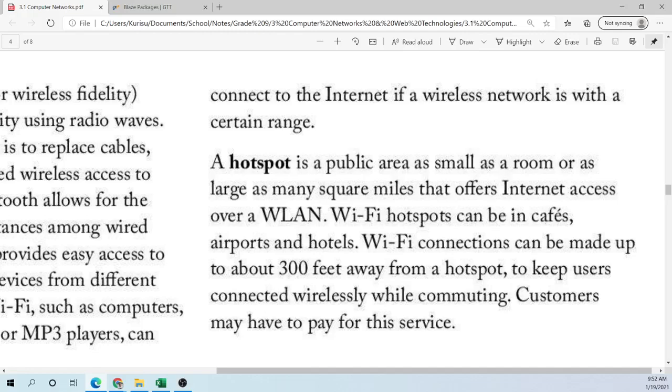A hotspot is a public area as small as a room or as large as many square miles that offers internet access over WLAN. Wi-Fi hotspots can be in cafes, airports, and hotels. Wi-Fi connections can be made up to about 300 feet away from a hotspot. To keep users connected wirelessly while commuting, customers may have to pay for the service. Very good.